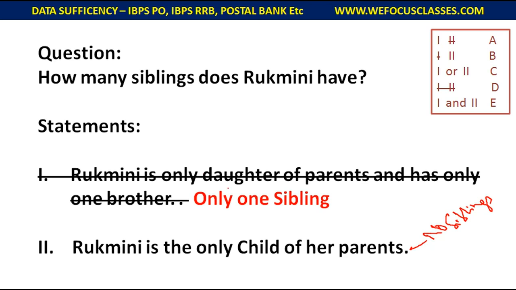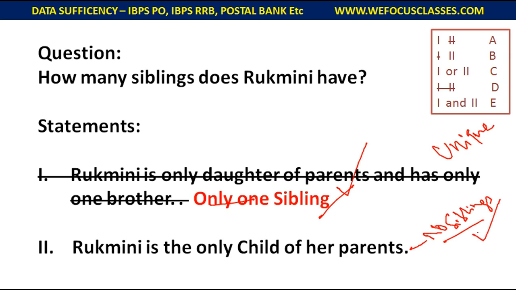Some people get confused at this point. They say, here she has only one sibling, but here she has no siblings, but you said unique answer. See friends, unique means you need to get a single answer from a single statement. Don't mix both the statements. For statement 1, only one sibling is the correct answer. For statement 2, no sibling is the correct answer. So from this statement you got the unique answer.